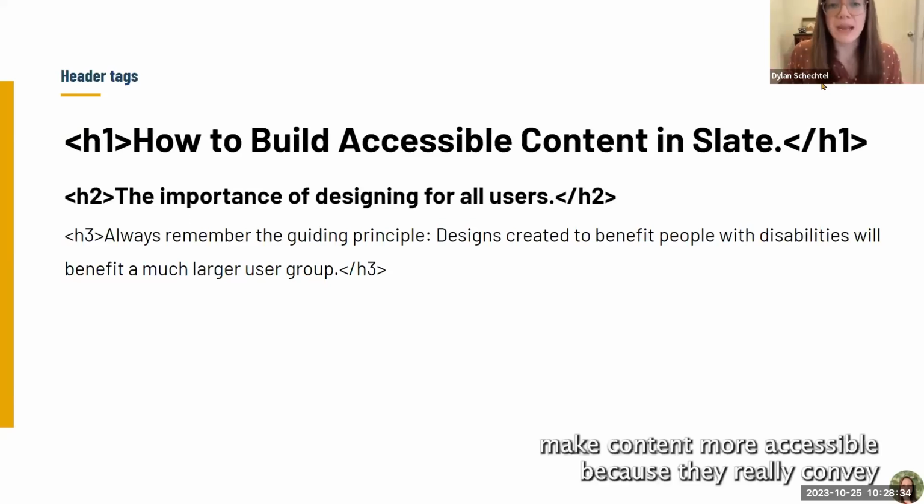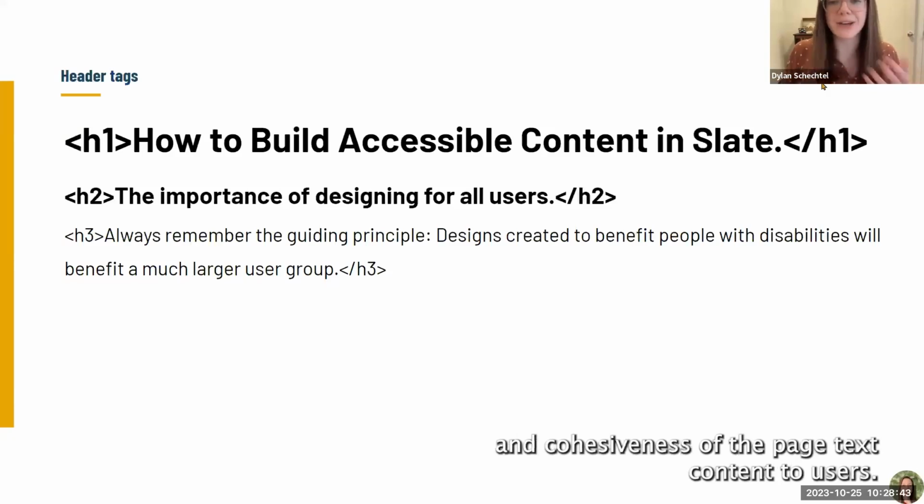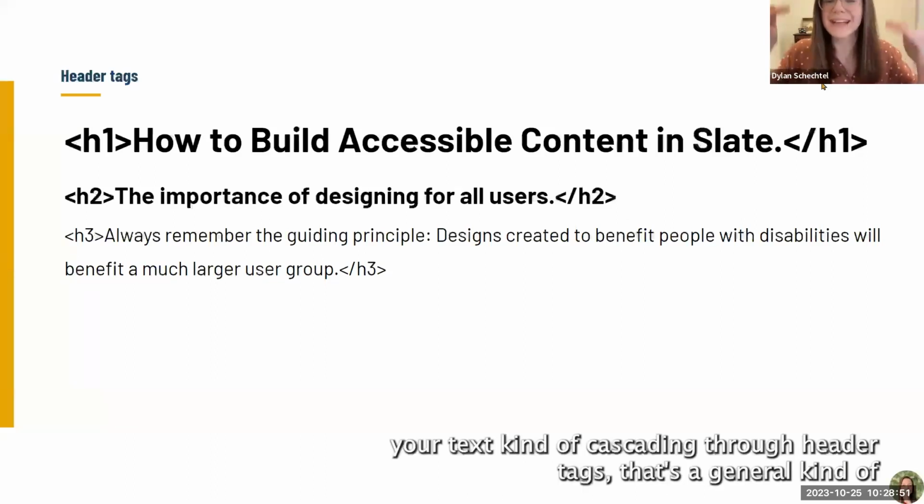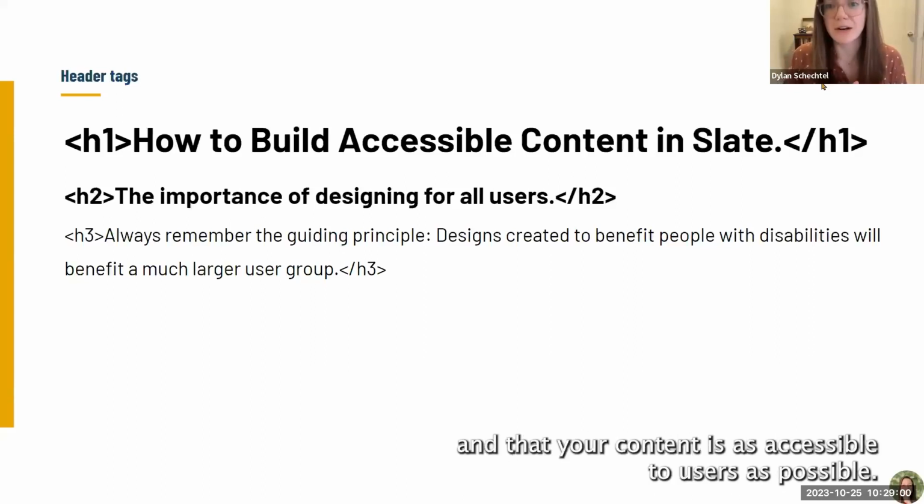These tags make content more accessible because they really convey the importance of text on a page and the flow and cohesiveness of the page text content to users. So essentially, if you think about your text kind of cascading through header tags, that's a general guide to help you make sure that you're using these elements correctly and that your content is as accessible to users as possible.